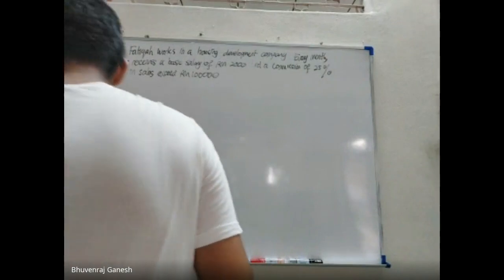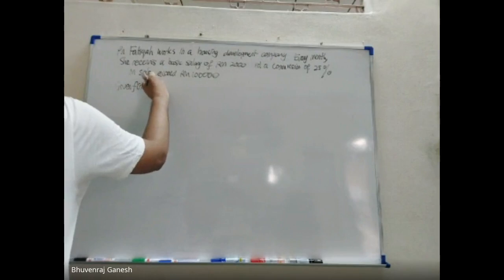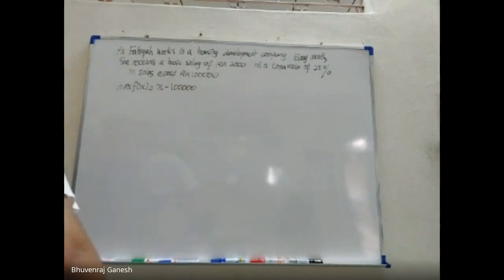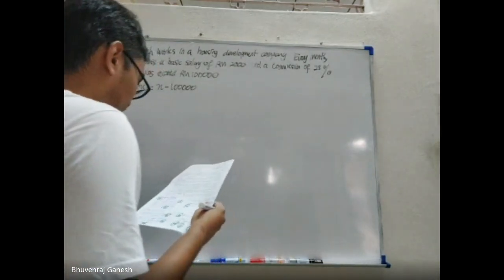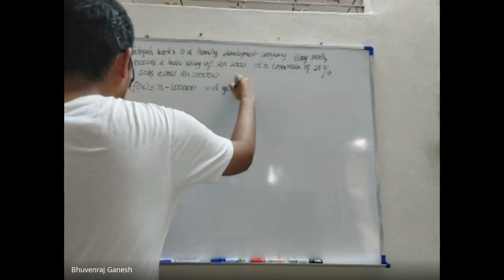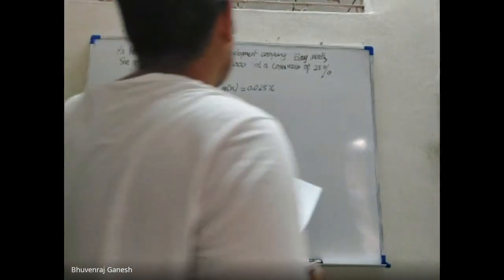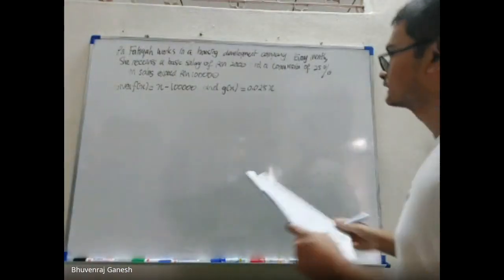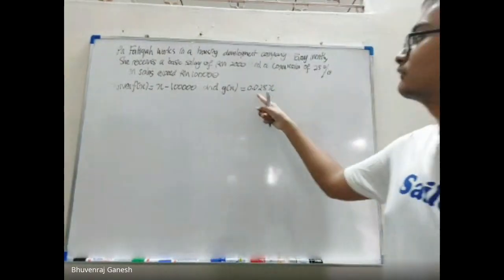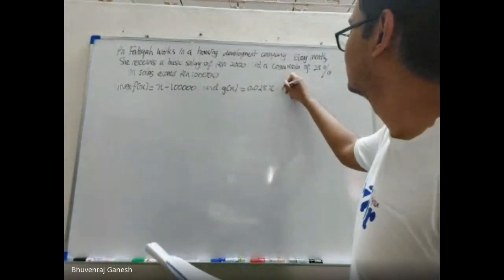So they give you functions here. They say given fx is x minus 100,000. So 100,000 is involved in this. And they say gx is 0.025x. So where do you think the 0.025x is coming from? It's actually from here, the commission. They converted 2.5% into the decimal form. So you get 0.025.